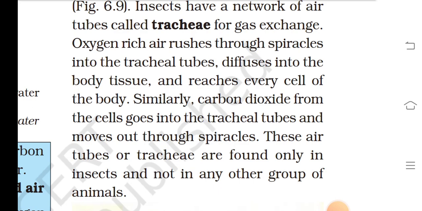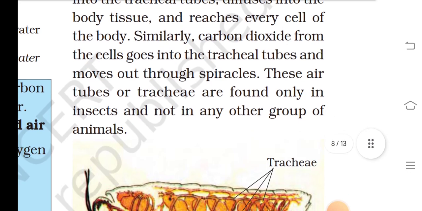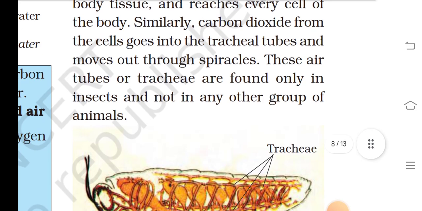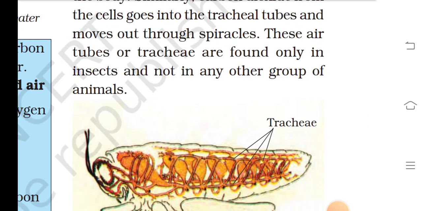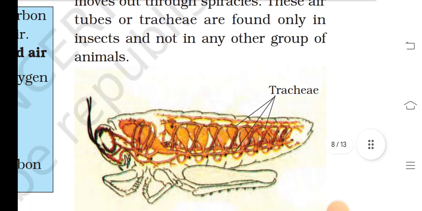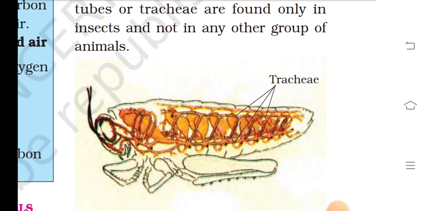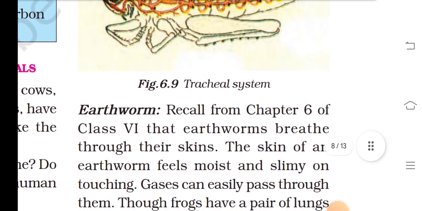Oxygen-rich air rushes through spiracles into the trachea tubes, diffuses into the body tissues, and reaches every cell of the body. Similarly, carbon dioxide from the cells goes into the trachea tubes and moves out through spiracles. These air tubes or trachea are found only in insects and not in any other groups of animals. Tracheal system, earthworm.